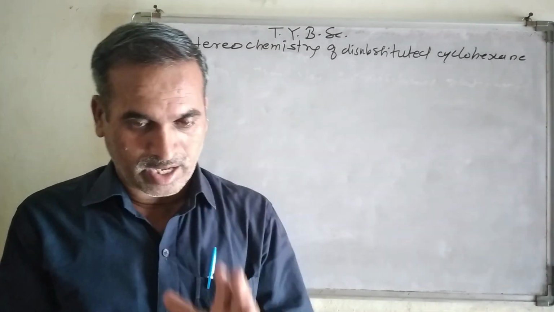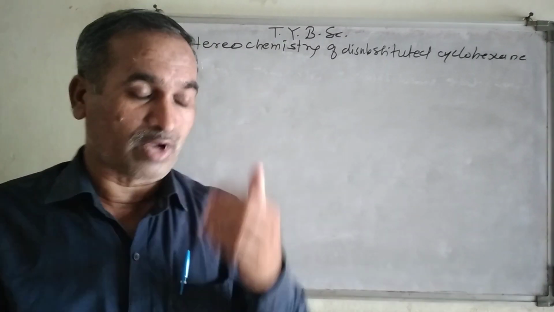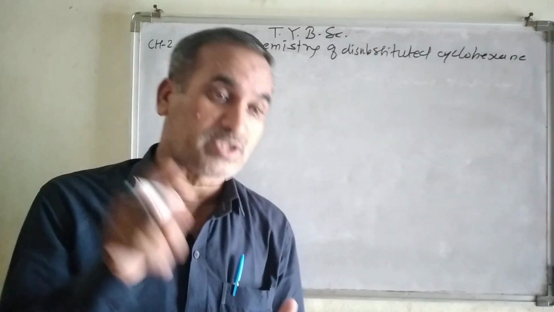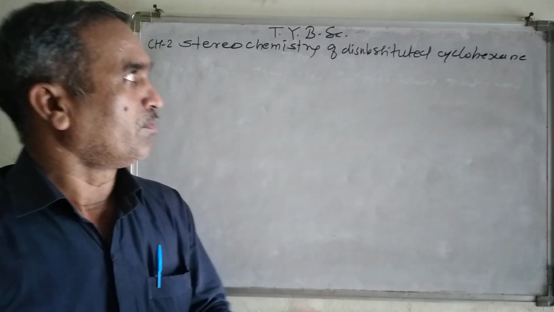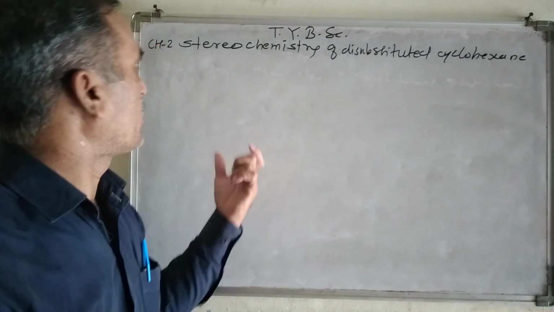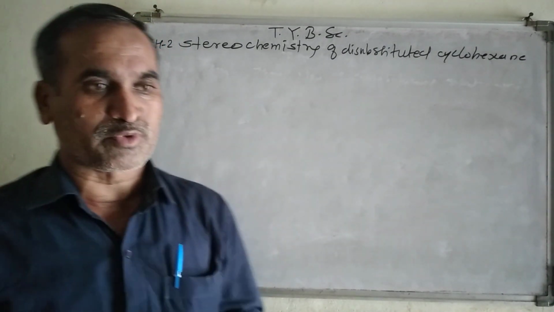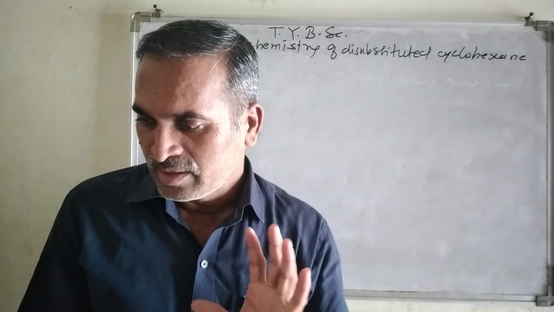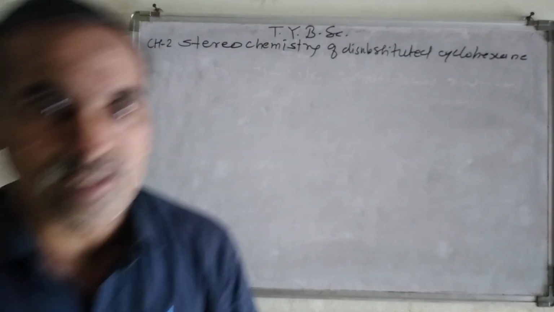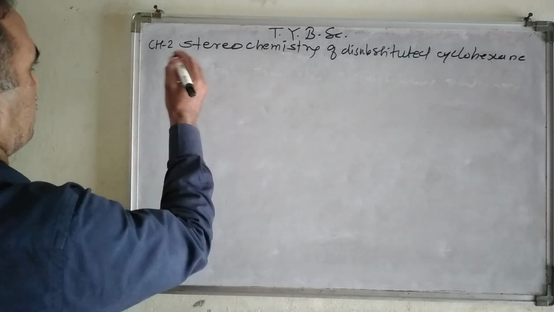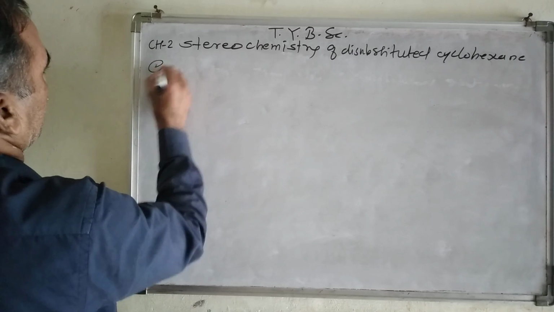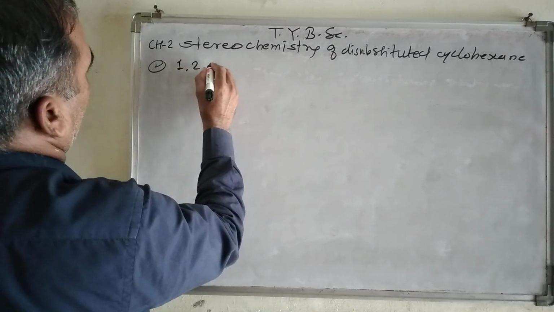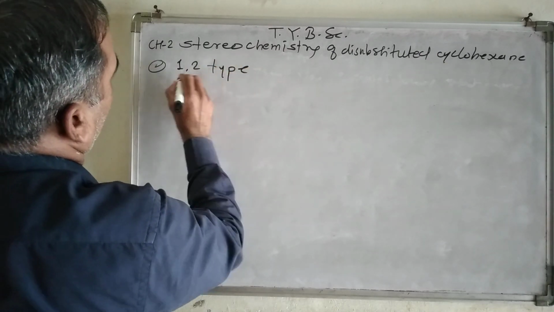So remember that, there is a 1 mark question in question number 1 and a 5 mark question in question number 3, right? And now, we are talking about stereochemistry of disubstituted cyclohexane. Let us begin with the second type, which is the 1,2 type. We can call it a 1,2 type, right?